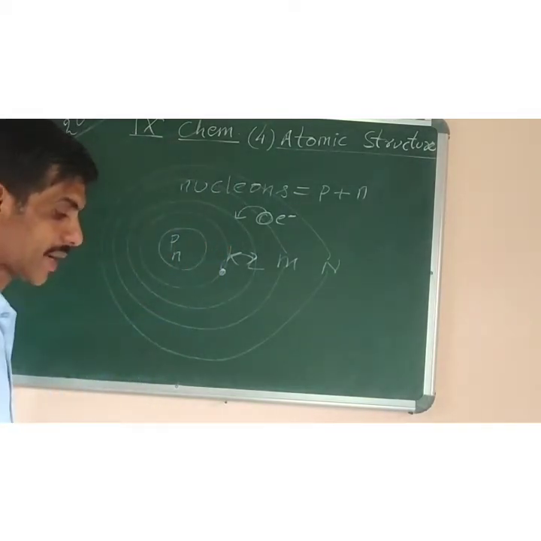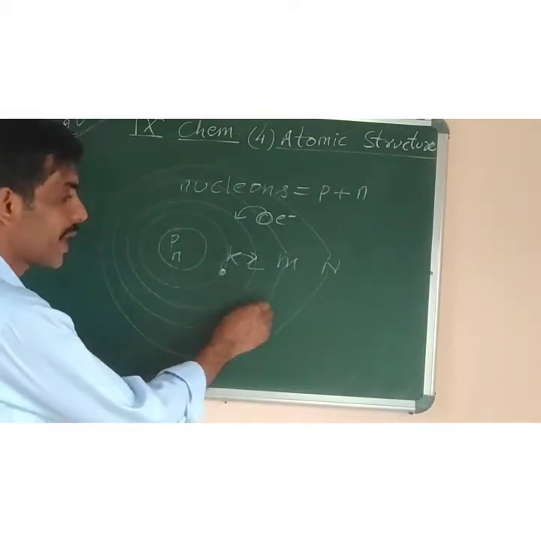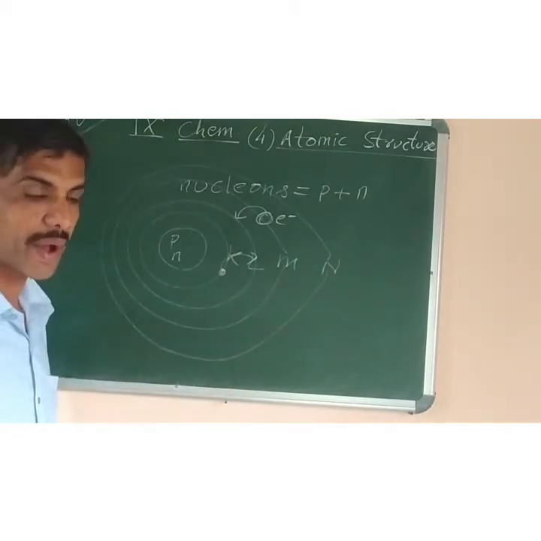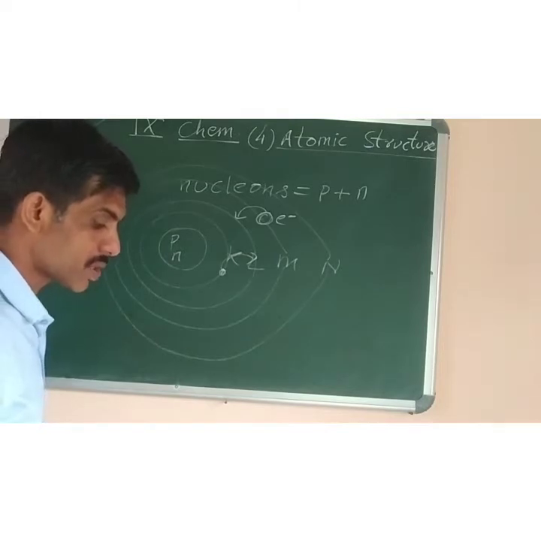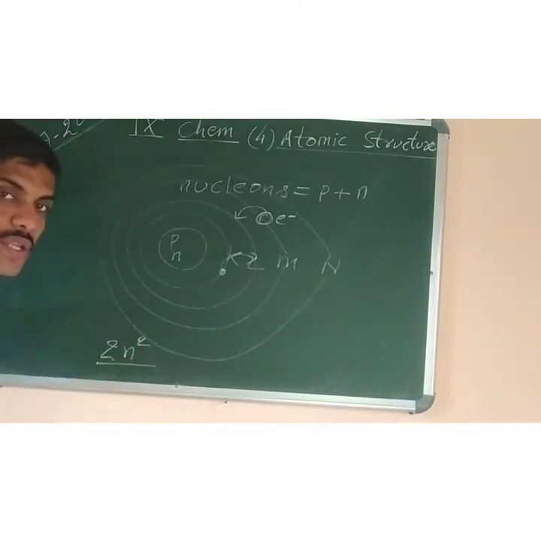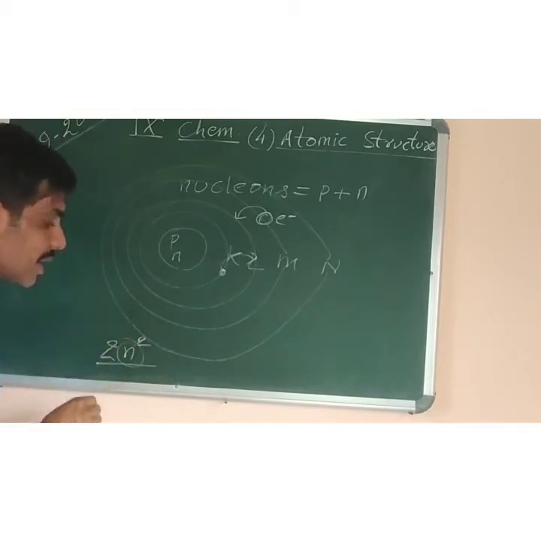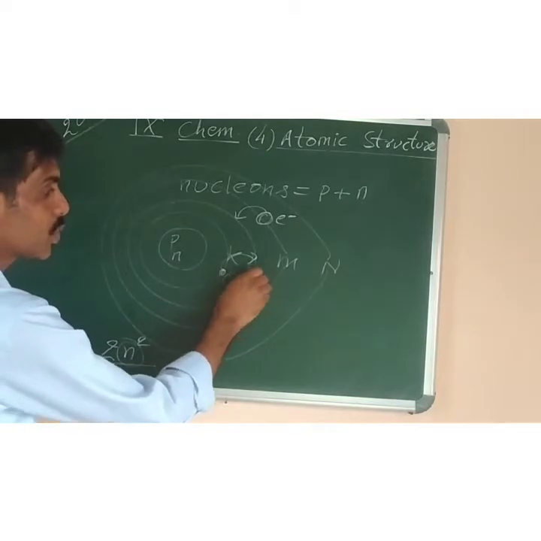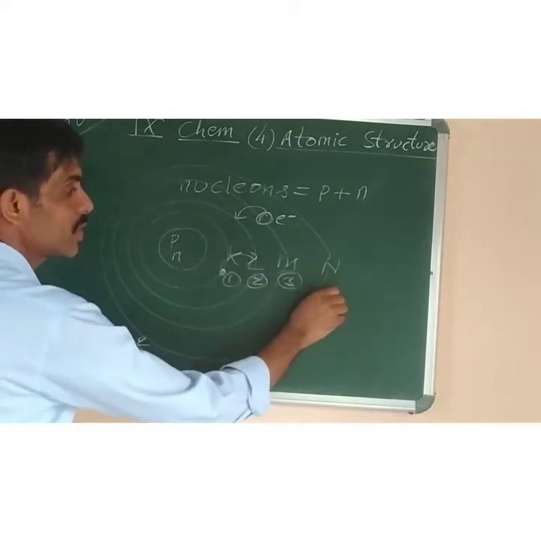Then the number of electrons that can be accommodated in the different orbits or shells is given by a formula known as the 2n square rule. Already you have studied the 2n square rule, where n represents the number of the shell, like n is 1 for K, n is 2 for L, n is 3 for M, and 4 for N.